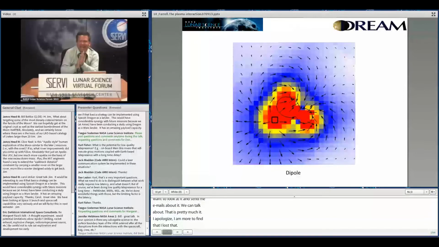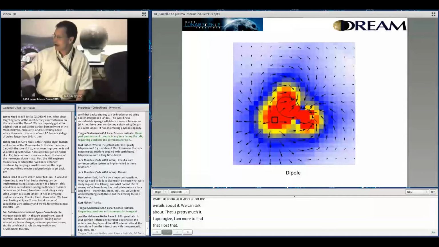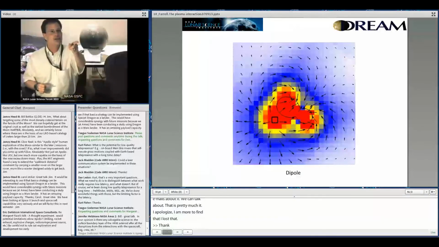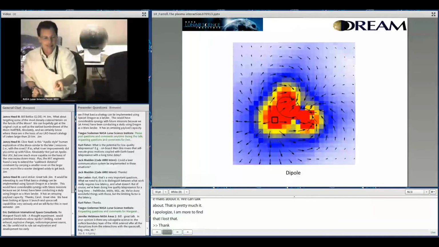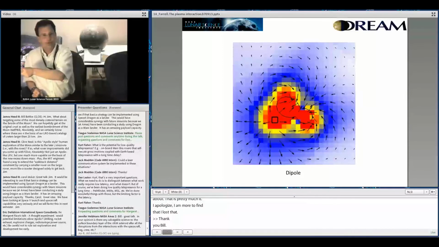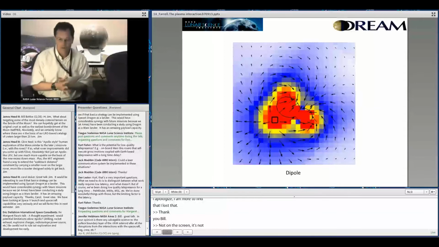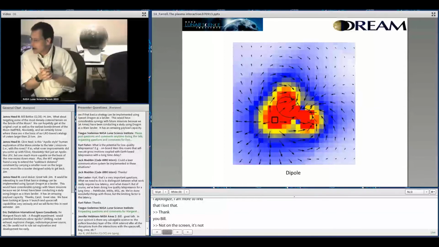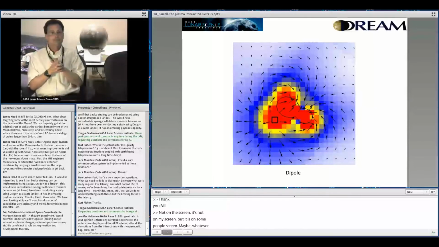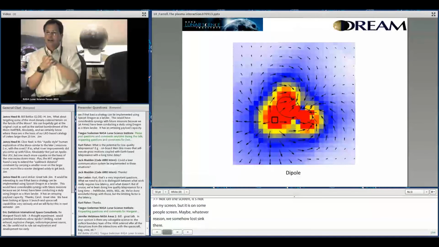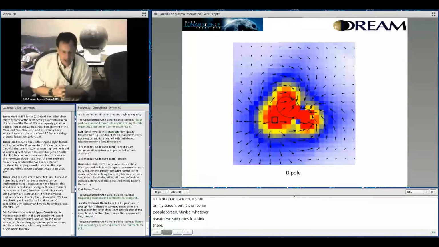Thanks, Bill. Oh, you got the dipole. Some people actually have the dipole on their screen. It's not on my screen, but it's on some people's screen. So for whatever reason, we somehow lost sync there. I have a question. There it is up there now. Oh, look. All right. Anyway, any questions, I guess?